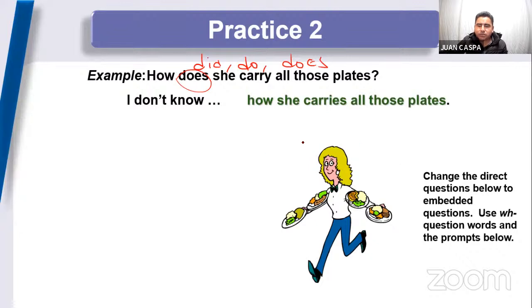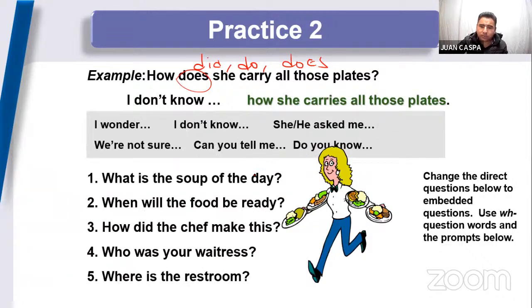Change the direct questions below to embedded questions. Use WH question words and the prompts below. These are the prompts or the examples. You can use I wonder, I don't know. She asked me. You can remember that also, you can use that, right? In some cases, but not all the time. So we're not sure. Can you tell me, do you know?